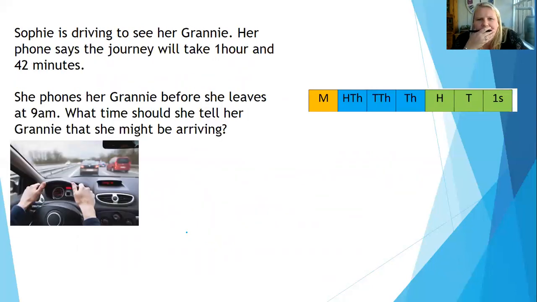What about this one? Have a go, and then we'll talk about it once you've unfrozen the screen. Okay, so Sophie is driving to see her granny. That's exciting. Her phone says the journey is going to take 1 hour and 42 minutes. She phones her granny before she leaves at 9 AM. What time should she tell her granny she might be arriving? Well, if the phone says it's going to take 1 hour and 42 minutes, I would round that up to 2 hours. So there's sort of 15 minutes of leeway where granny won't get worried.